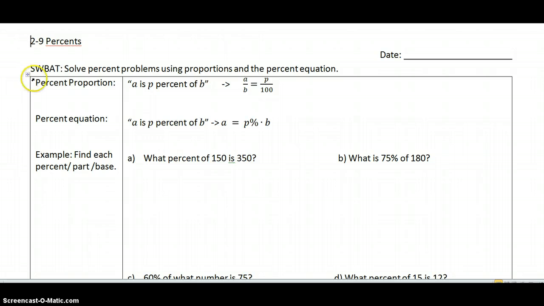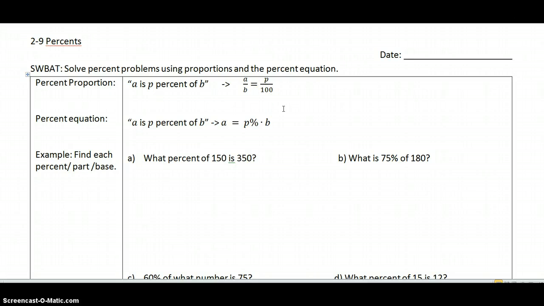So, a percent proportion is given by this. If you have the expression or the sentence A is P percent of B, then the proportion is going to be A over B equals P over 100. The percent will always go over 100.